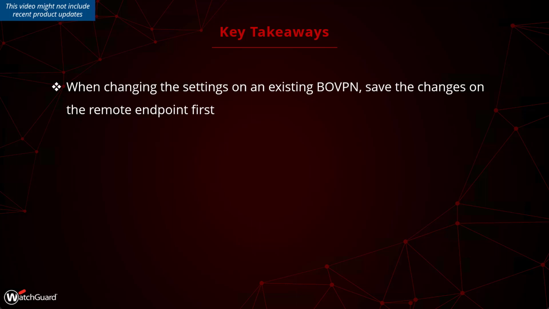To wrap things up, if you are changing settings on any existing BOVPNs that you have configured, remember to save the changes on the remote endpoint first. You'll definitely want to double check everything, make sure it is set up the way you expect it, and then once those changes are validated, go ahead and save them. Of course, the tunnel will go down, but then you'll still have access to your local device, so you can make the corresponding changes there, and then the tunnel should come right back up after those changes are saved.